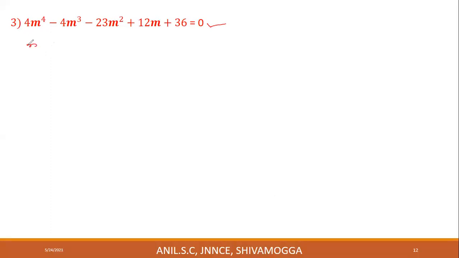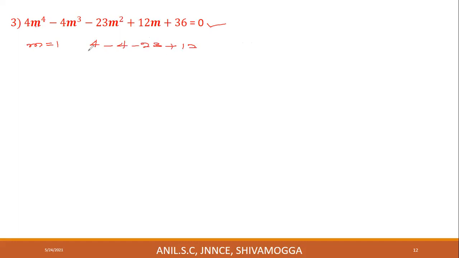First check m is equal to 1. If we get 0 is equal to 0, then conclude that m is equal to 1 is a root. What happens here? M is equal to 1. 1 power 4 is 1. 1 into 4 is 4. Minus 1 cube is 1. 1 into minus 4 is minus 4. Minus 23 plus 12 minus 36 equal to 0.